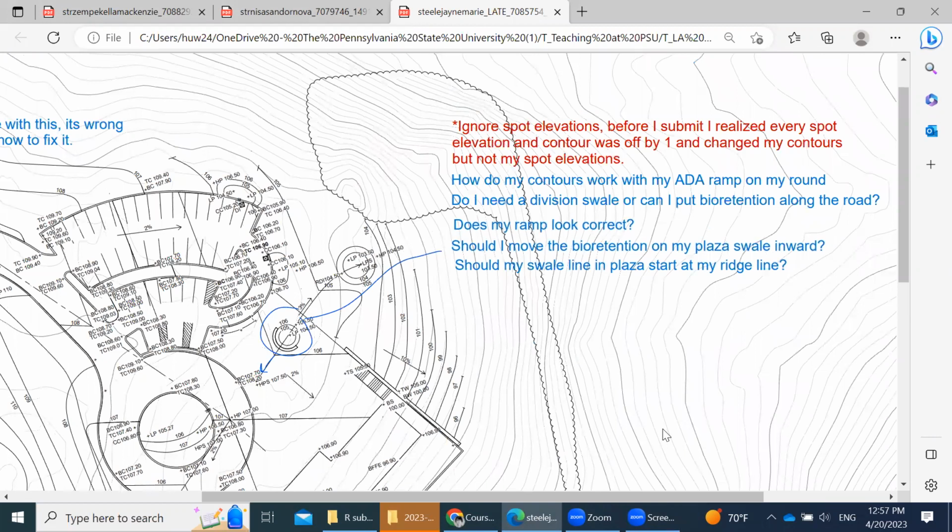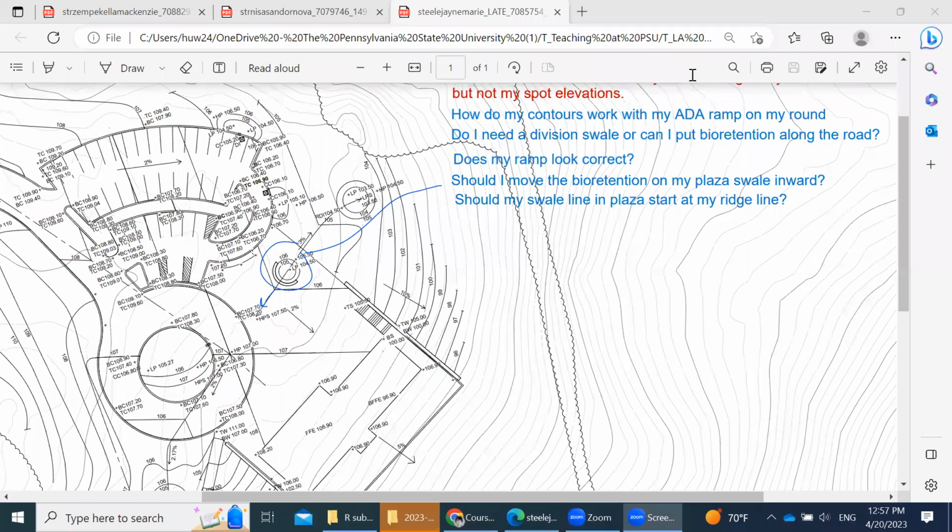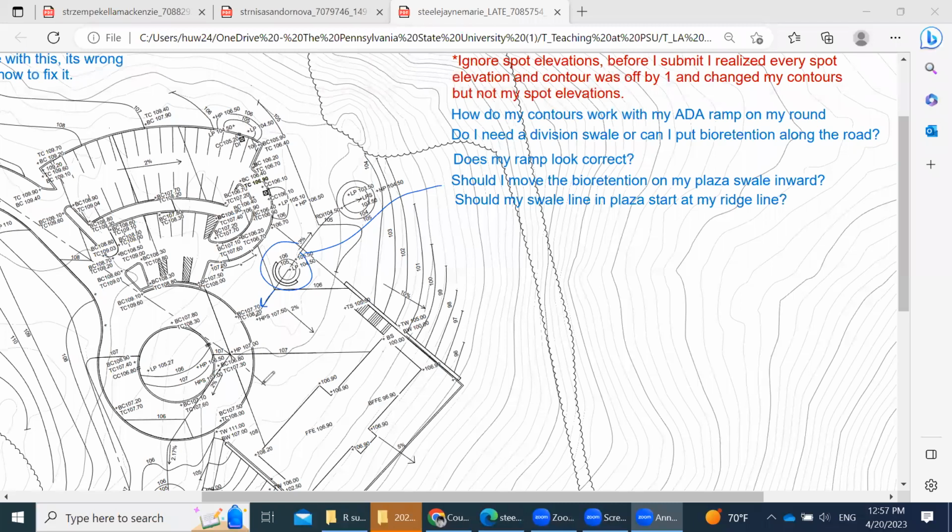How do my contours work with my ADA ramp on my roundabout? We need another ramp somewhere here. And for this area, this might not be a bad location for a ramp. Then you could put your ADA somewhere here. So when they drive over and turn, they would already see the ramp here. Then they could come over.